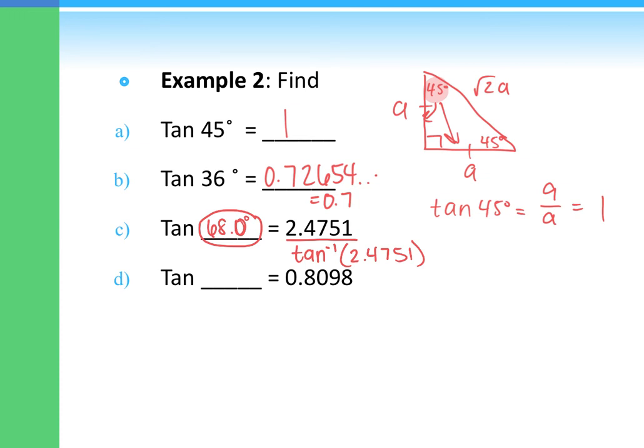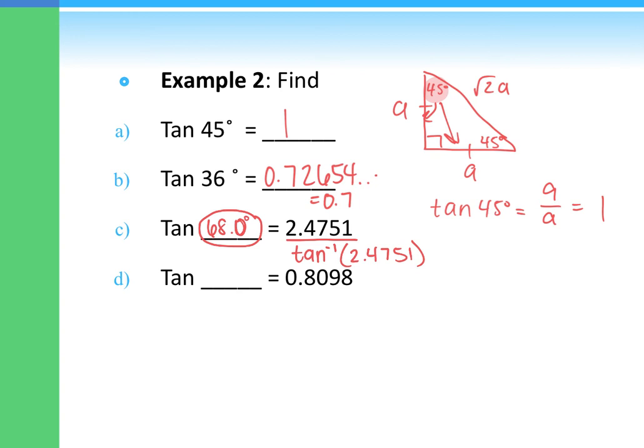You don't have the tan inverse? Let me see. Yeah, you do. Just use the shift button. If you have a calculator and you cannot find the tan inverse, let me know.